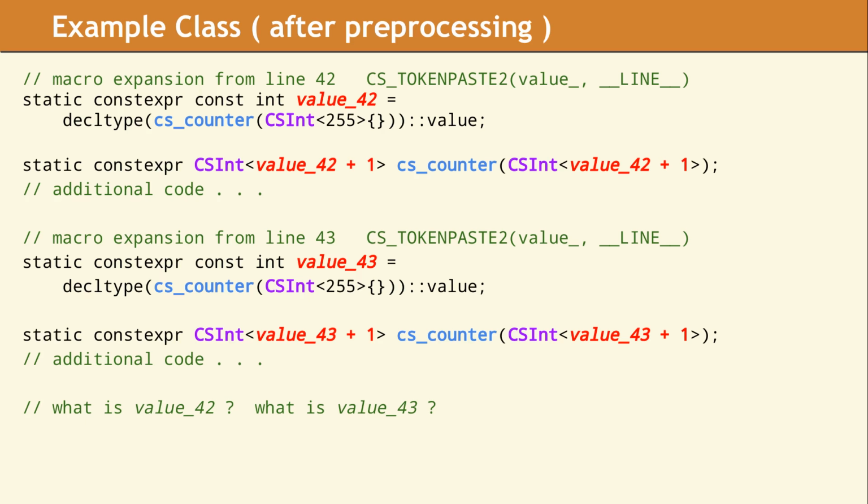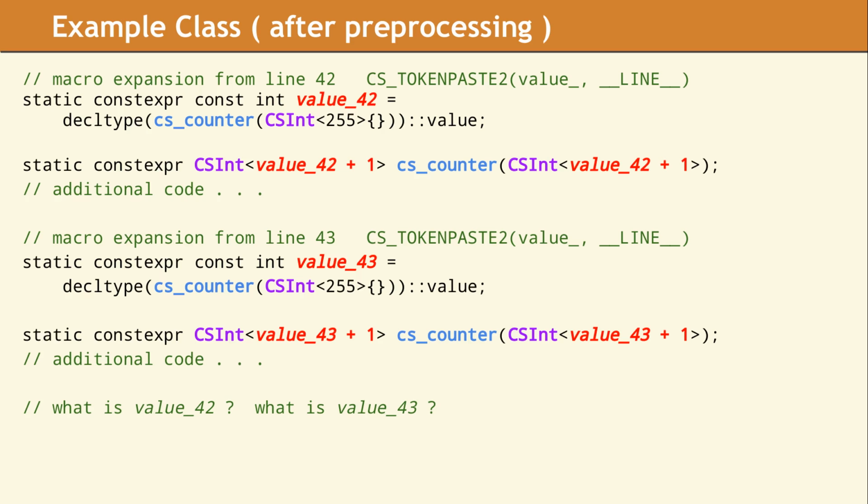We wanted to briefly mention the CS_token_paste2 macro. What this does is it takes a value and the line number that appears in the code. This is part of macro expansions and not really part of the information we're showing. But where you see the value _42, that is generated from this macro. So let's take a look at the declaration of value _42.